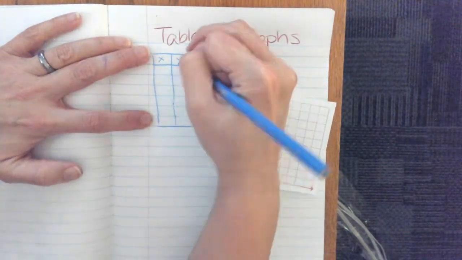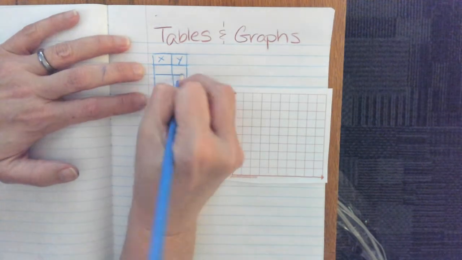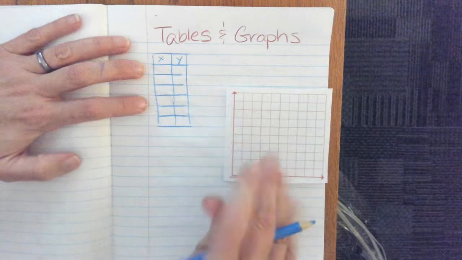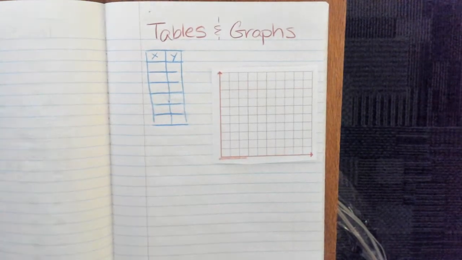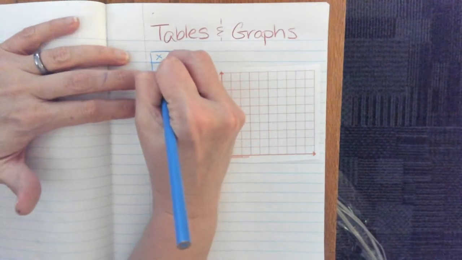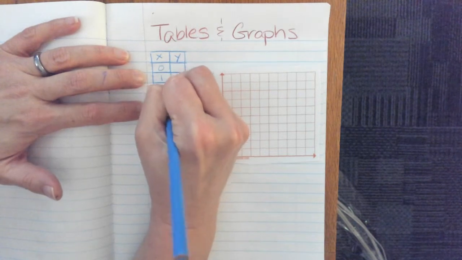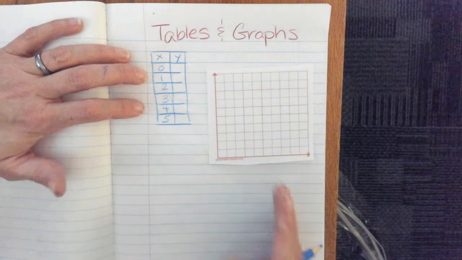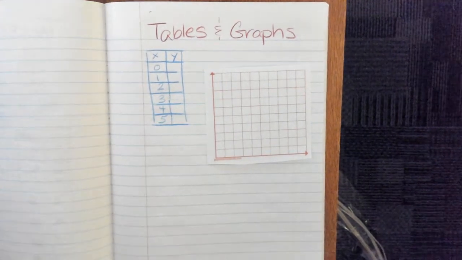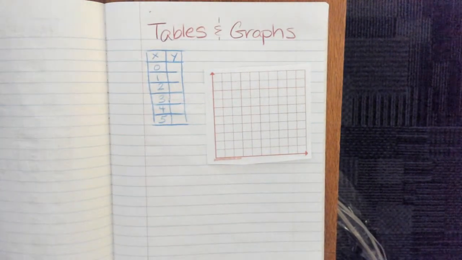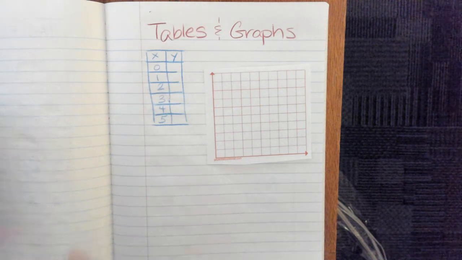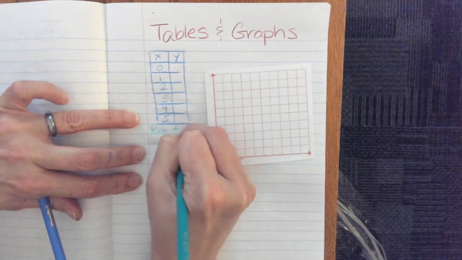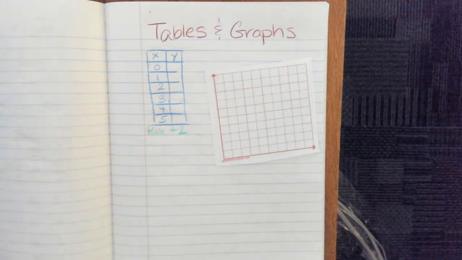And I'm going to make 1, 2, 3, 4, 5, 6. So here I'm going to make X 0, 1, 2, 3, 4, and 5. And then I'm going to say that this table has the rule +2. So the rule is +2. Okay, that makes this table additive.